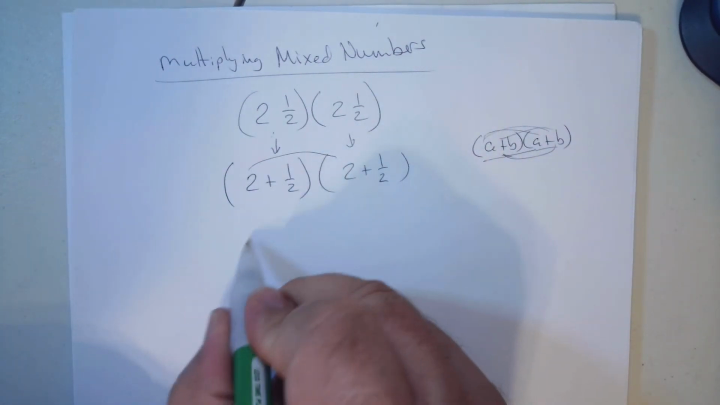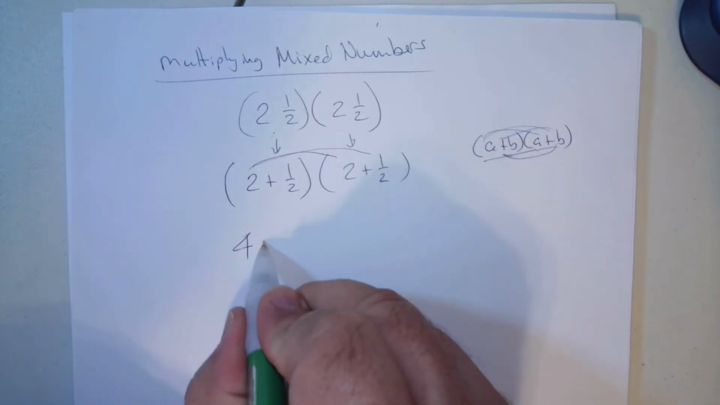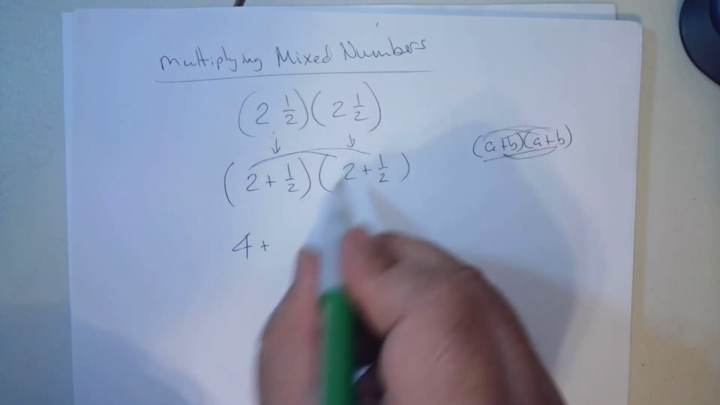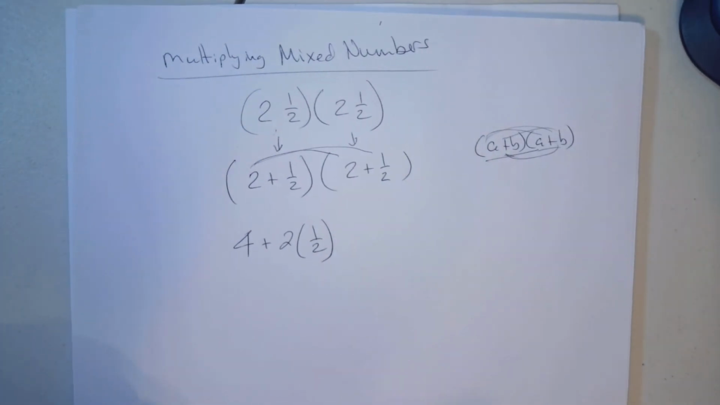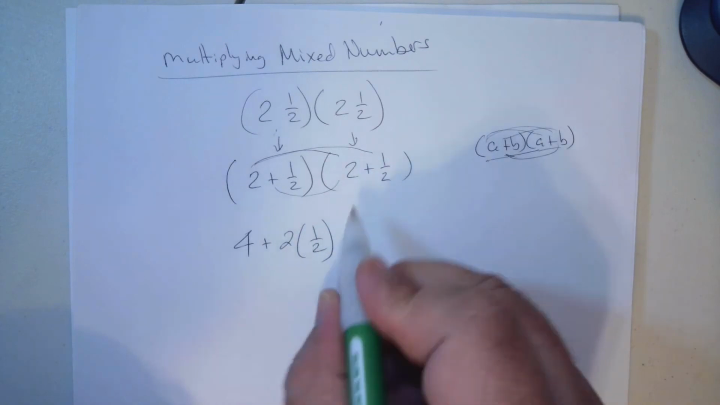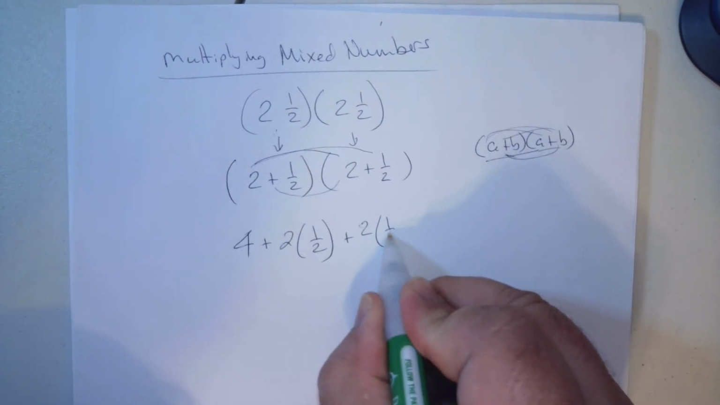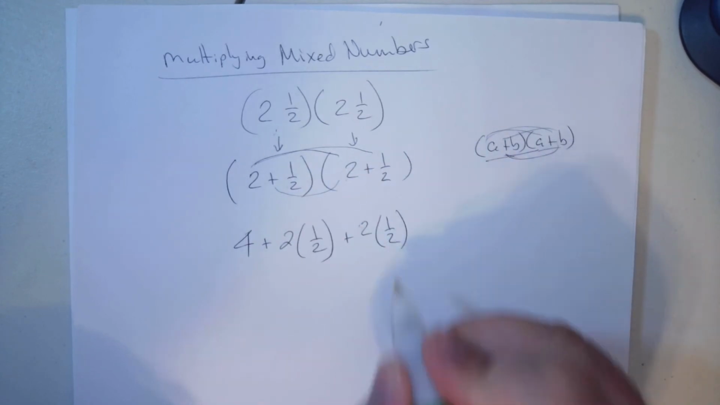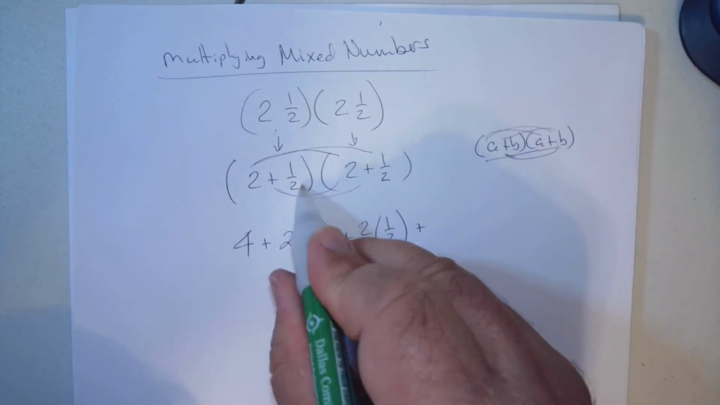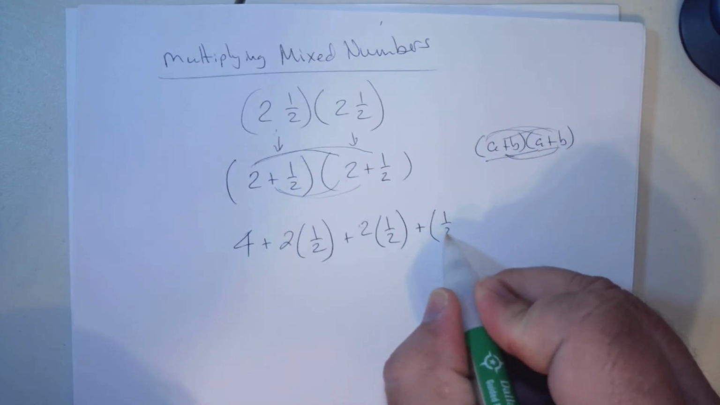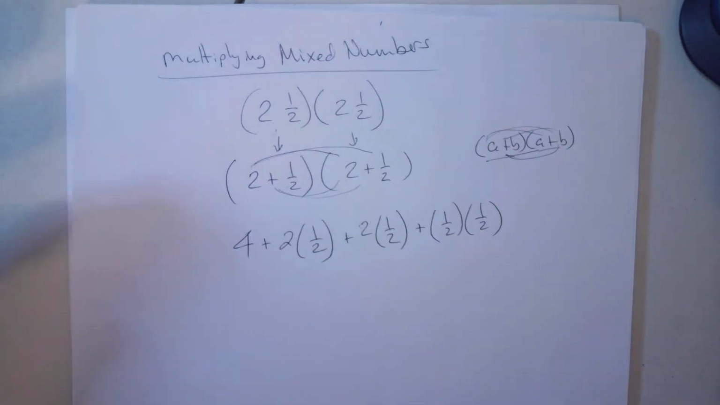2 times 2 is 4. Then positive is positive is positive. 2 times 1/2. Positive times positive is positive. 2 times 1/2. Positive times positive. 1/2 times 1/2. We have to FOIL it.